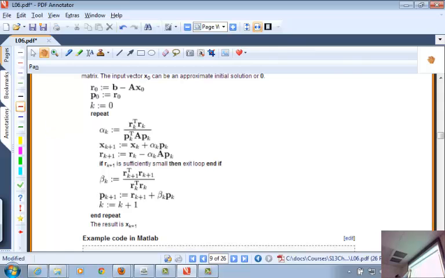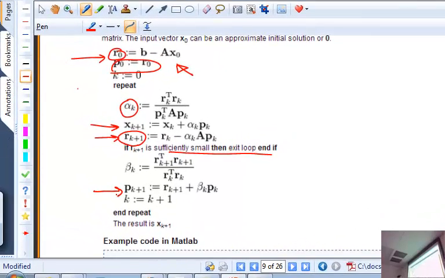So the very first step is find some guess vector. Using that, calculate your residual, and let the search direction be the same as the residual. Okay, and then start your loop. Find the distance that you need to go along the direction that you have chosen, and update your new guess and new residual. If the residual is sufficiently small, you've converged. If not, calculate a new search vector and go back and take a new step in that direction.